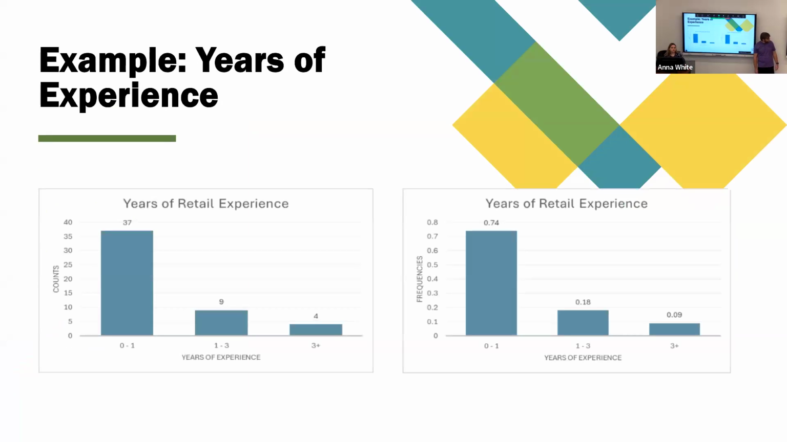For that same years of experience question, you can easily show it in a graph like this. This is a bar chart, and you can do this in count or frequency. It's up to you, but they display the same thing. Just so you know, all the graphs used in this presentation we made in Excel. So you do not need a lot of software experience to make something that can really, at a glance, communicate to people what your data looks like.